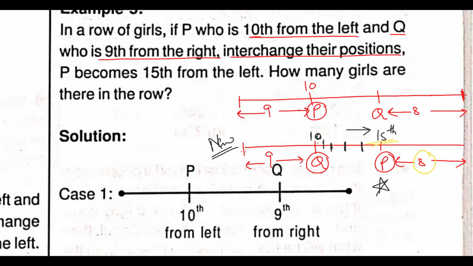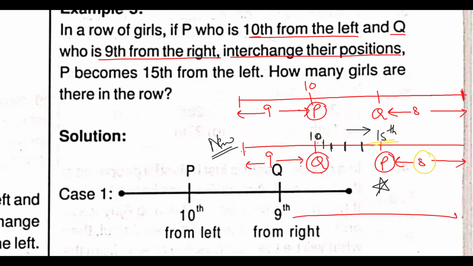Ma'am, are we telling how many are there in the middle? No, this is not the question. The question is the total, how many are there? See, the question is how many girls are there in the row. That means we have to tell the total. Ma'am, there will be 17. No, beta, if P is 15th from the left, if we start counting from the left, we already know P is 15th from the left, and then after P, there are 8 more. Think again.